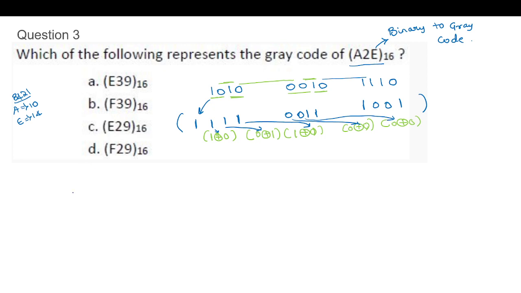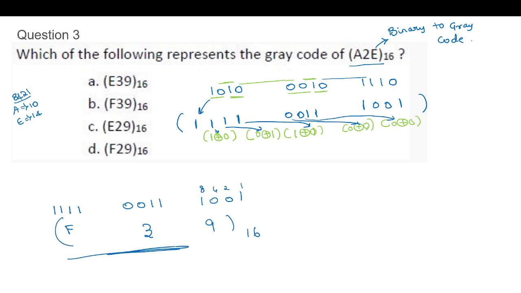So now what we have is the Gray code as 1, 4, 1, 0, 5, 1, 0, 7, 5. This is F, this is 3, and this is 8, 5, 2, 1, 9. So this is our 16 hexadecimal number. That is option B.